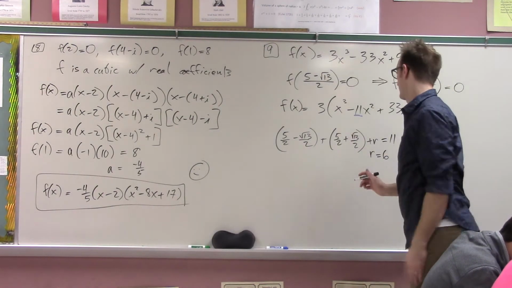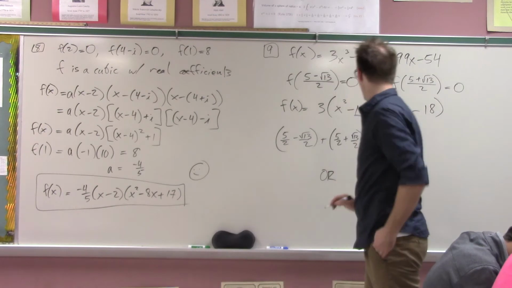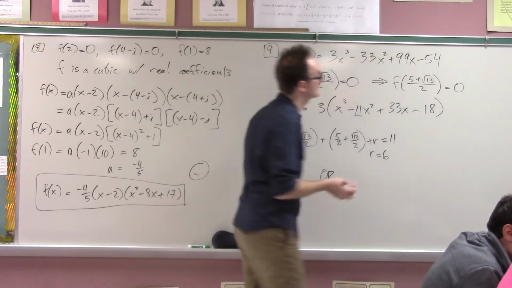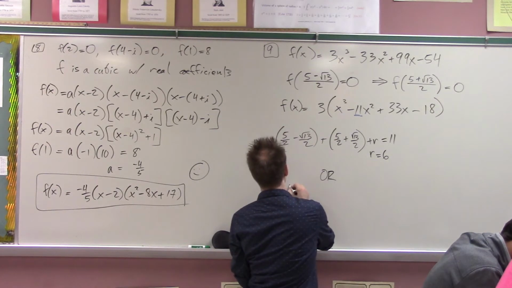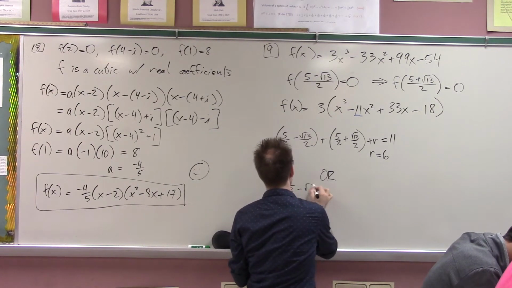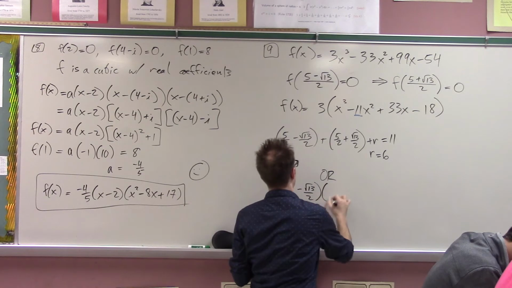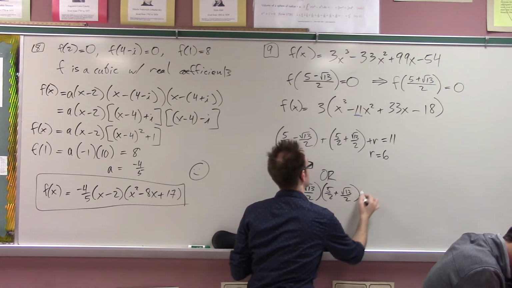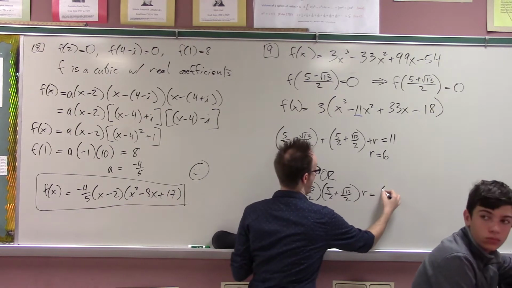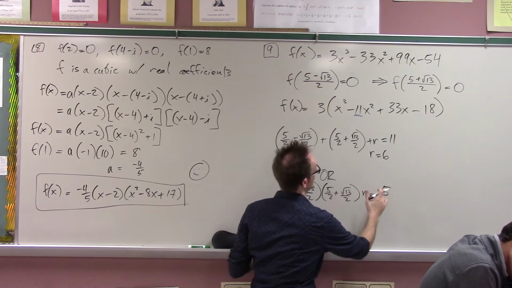Can you let her in? Or the other way to do it is to say that the product of the roots is 54. So we can just be like 5 halves minus root 13 over 2, 5 halves plus root 13 over 2 times the mysterious third root has to be not 54, 18.